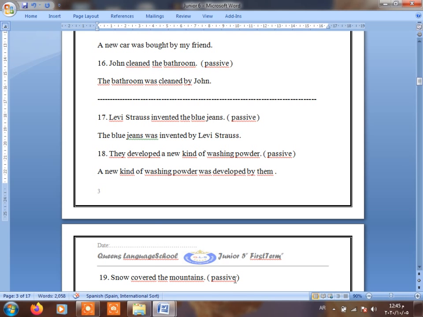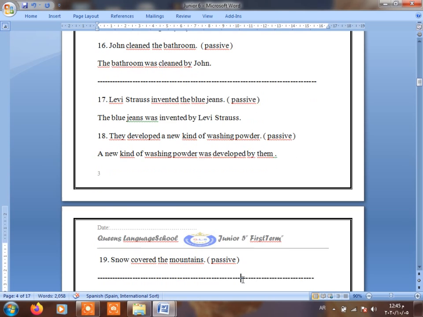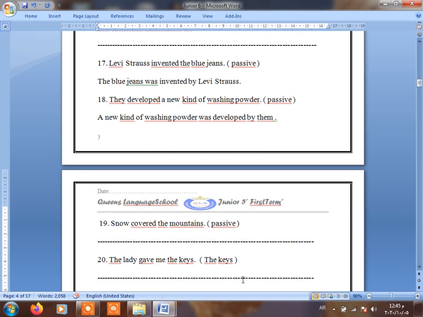Okay, number 19. Snow covered the mountains. So the sentence is in the past simple, so I will start with the object. The mountains were covered by snow.